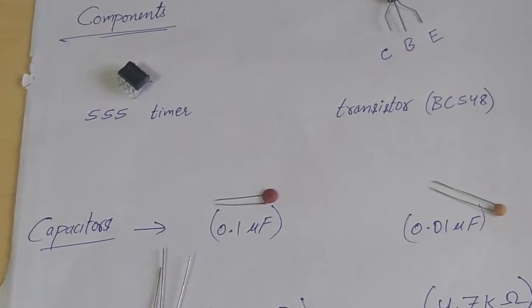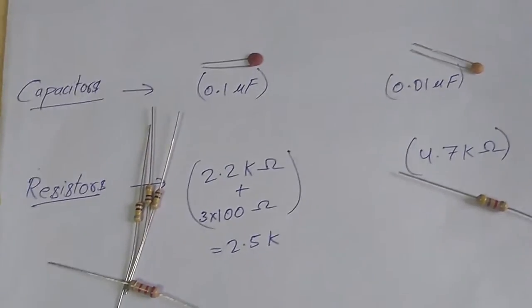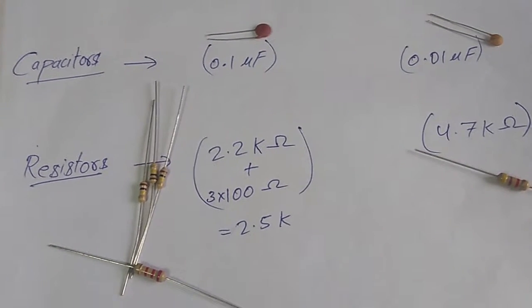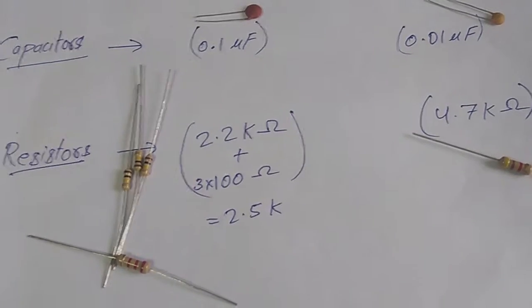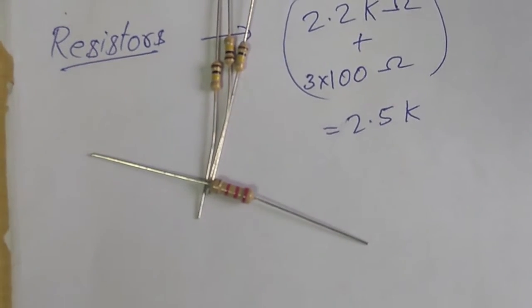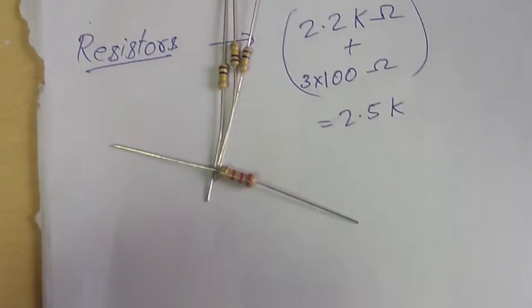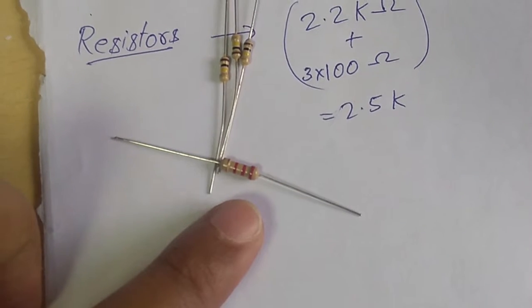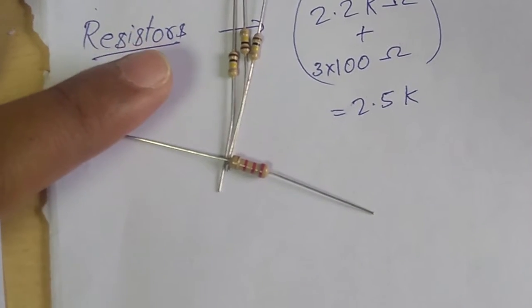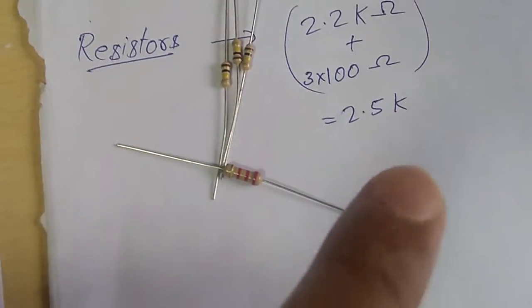Then we need transistor BC548. We need two capacitors, one of 0.1 microfarad and the other is 0.01 microfarad. We need a 4.7k resistor, a 100k resistor, and then a 2.5k resistor, which I couldn't get directly. So what I've done here is I'm using a 2.2k resistor in series with a 300 ohm resistor. That will be equivalent to a 2.5k resistor.